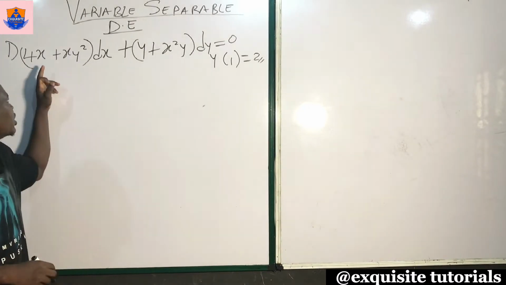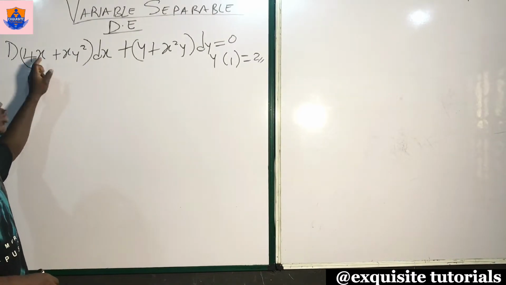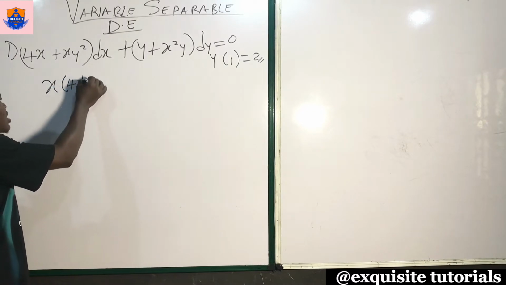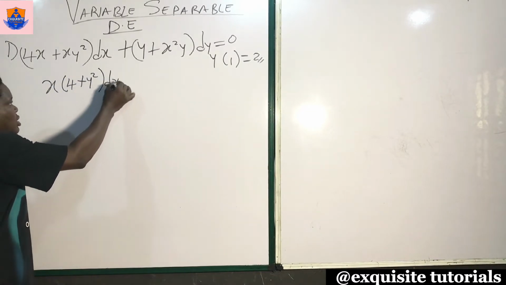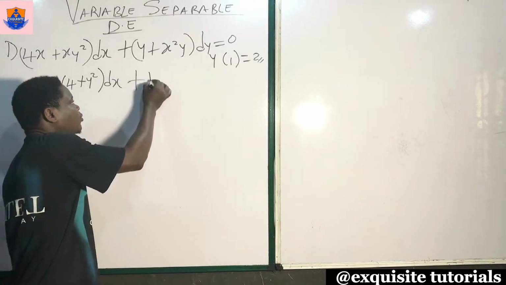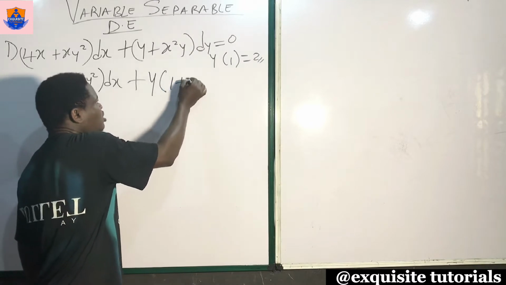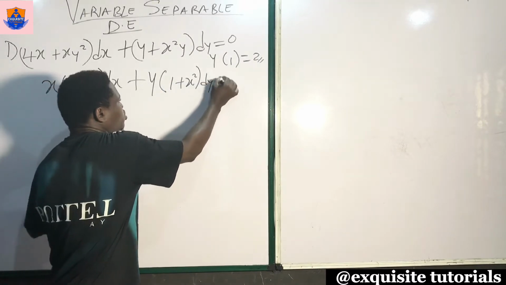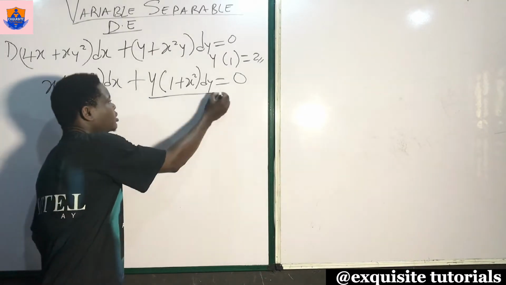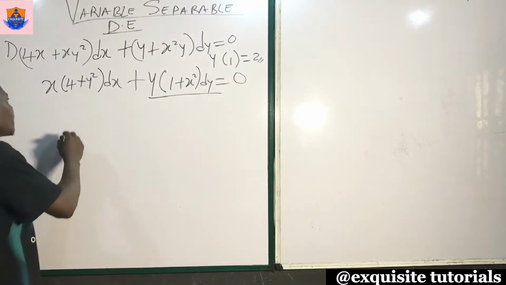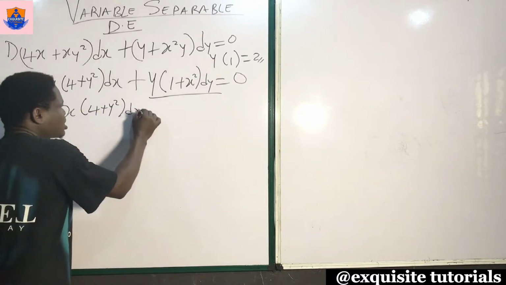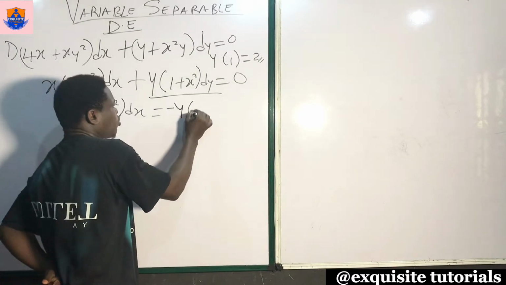Now what is common here? You can observe that x is actually common here. So when I bring that x out, I'll have x, open bracket, 4 plus y squared, dx. Then plus, what's common here? y is common, so I'll have y, open bracket, 1 plus x squared, dy equals to 0. Now, I want to take this guy to the other side of the equation. So I have x bracket 4 plus y squared dx is equal to minus y times this.